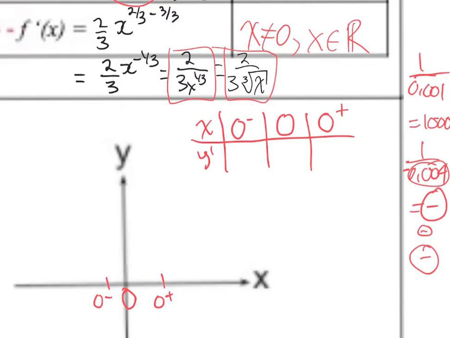Okay, so let's start with this. I'm going to sub in 0 on the negative side. What does 0 on the negative side mean? Is it 0? No, it's very close to 0, but it's not 0. So it's a really small negative. So what's the cube root of a really small negative? Is it a positive or a negative? Well, it's a negative. The cube root of a negative is a negative. So that would just be another small negative.